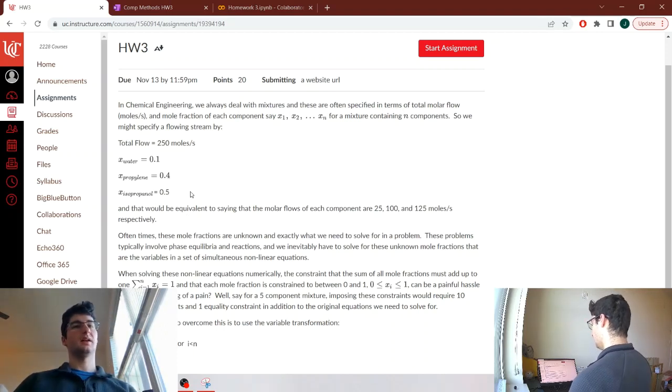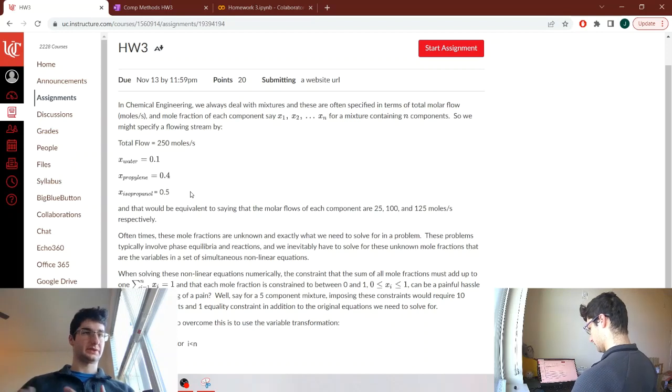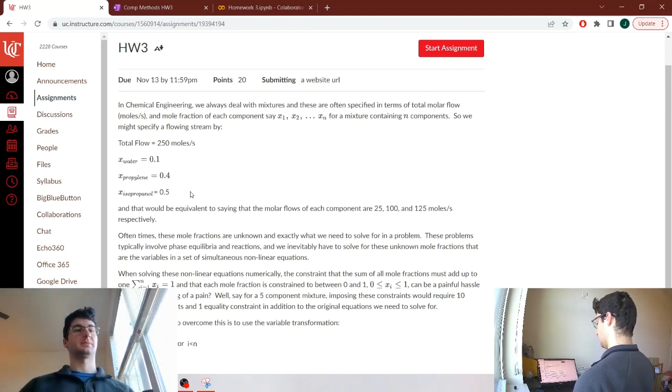So oftentimes in chemical engineering, you're dealing with flows of a mixture. And usually you don't actually know the mole fractions, but you need to know them. So when you're solving for them in a problem, you usually need to set them in some sort of nonlinear equations, a bunch of equations like that. And when you try to solve those equations, you have to set constraints.